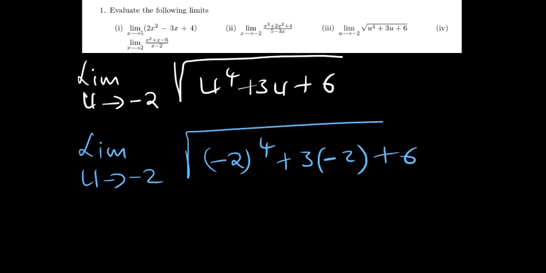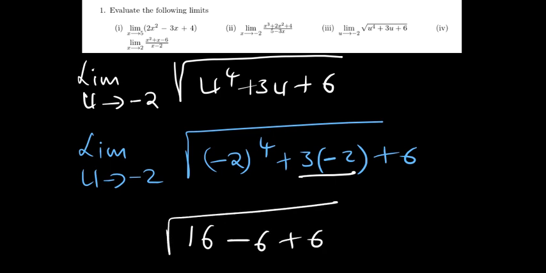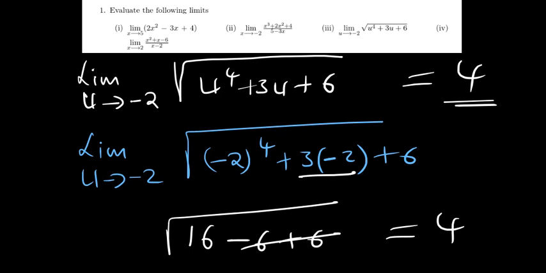Negative 2 to the power 4 means negative 2 times negative 2 times negative 2 times negative 2, which is positive 16. Then that's minus 6 plus 6. You notice that the 6 will subtract, so you remain with just a 16 under the root, and the square root gives 4 as a result. So that's the limit. Simple and straightforward.